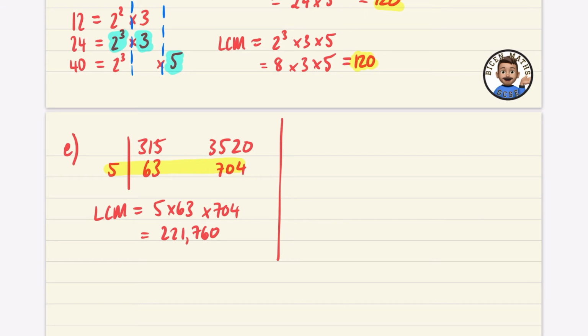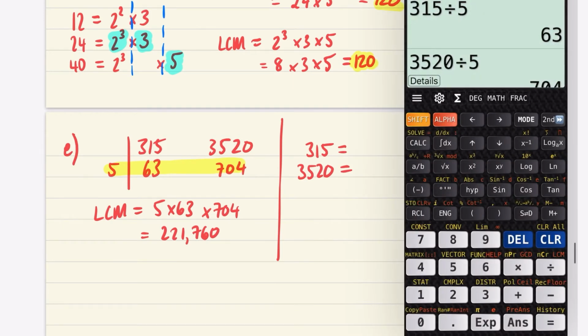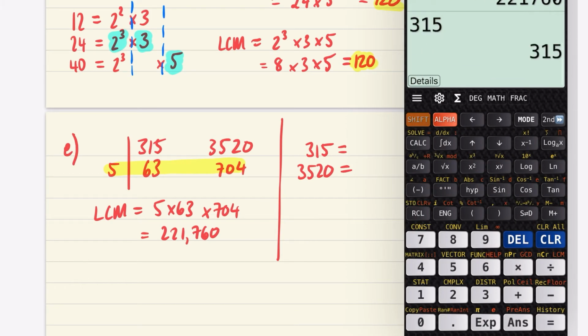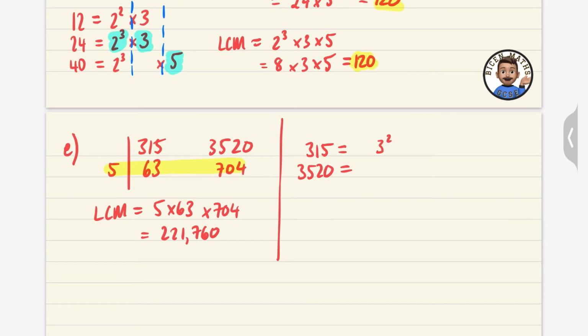I think this one is probably better to do prime factor decomposition, especially as we're allowed a calculator. So 315, let's type that into the calculator and then press shift and then fact. It is 3 squared times 5 times 7.